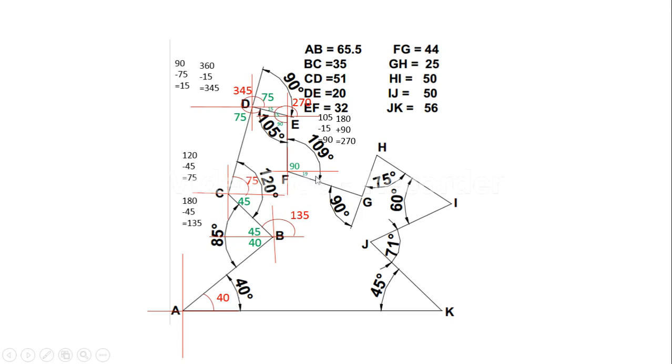At point F, we need the angle made by the line FG with the horizontal x-axis in the counterclockwise direction, from this point to this point. Again the total complete angle is 360. 360 minus 19 will give you this angle. So 360 minus 19 is 341. This angle will be 341.